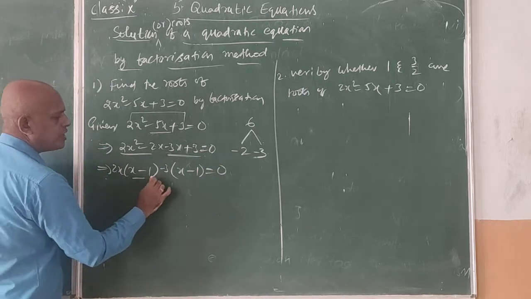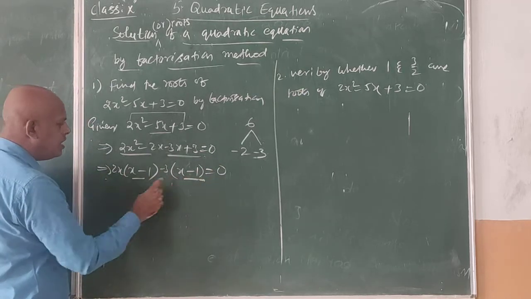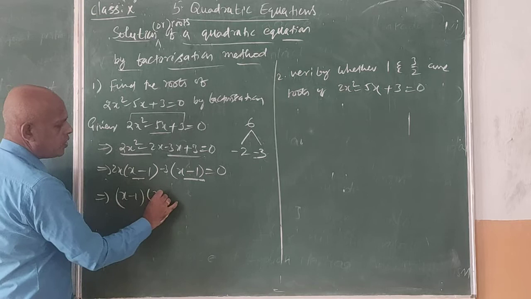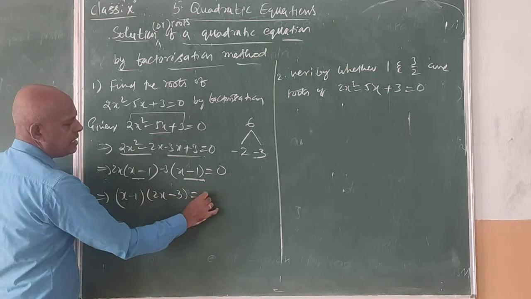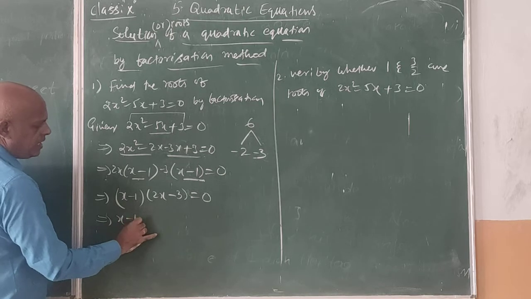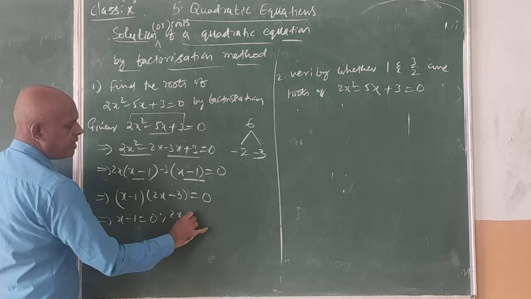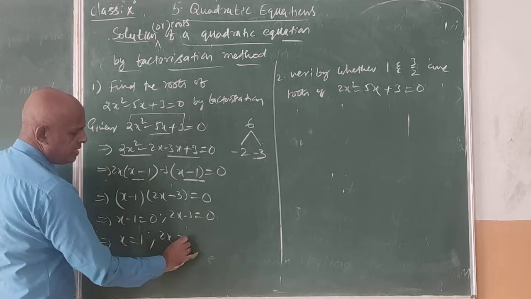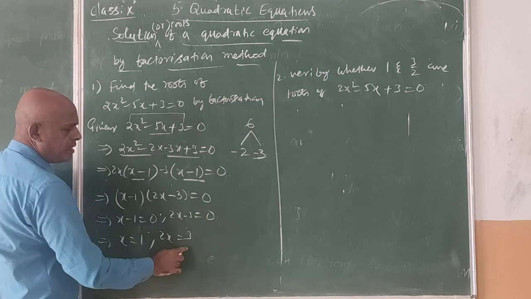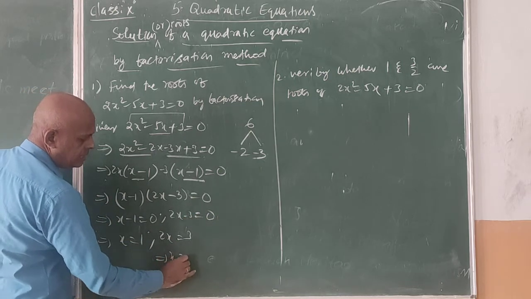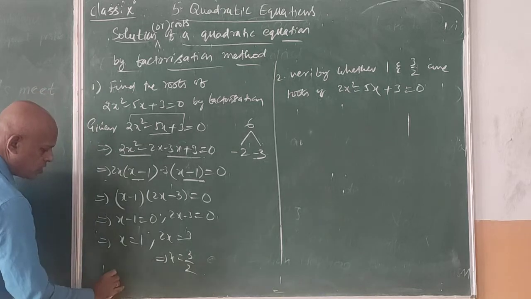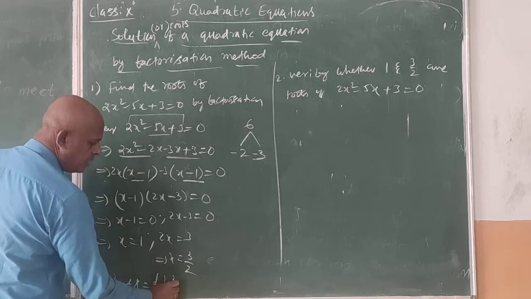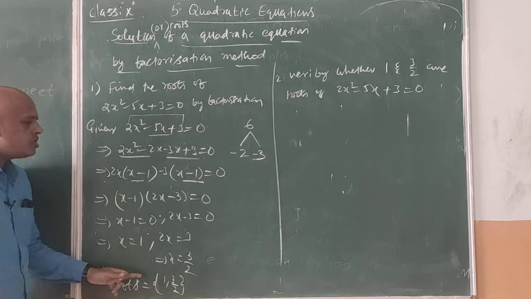When we take common, we should get the same terms here. So here x minus 1, here also x minus 1. In these both we can take x minus 1 common, and what is left here? 2x. What is left here? Minus 3 is equal to 0. Which implies x minus 1 is equal to 0, 2x minus 3 is equal to 0. Which implies x is equal to 1 and 2x is equal to 3. Minus transposes to the right side, it becomes plus 3, which implies x is equal to 3 by 2. Therefore, the roots of the quadratic equation are 1 comma 3 by 2.